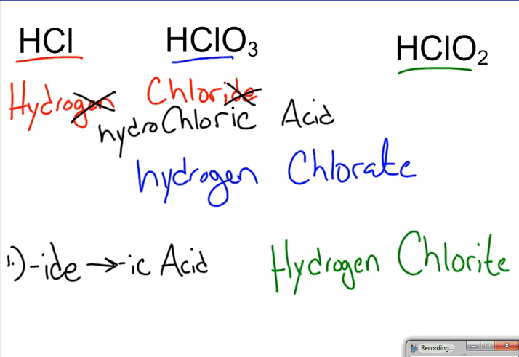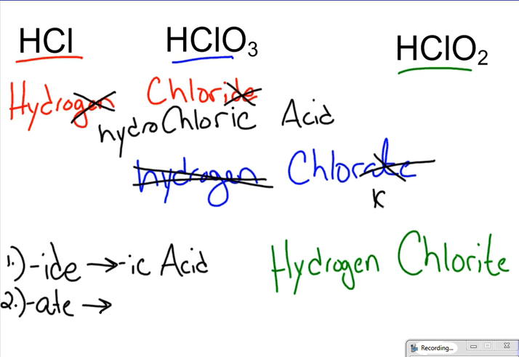All right, next case is if the name of the ionic compound ends in ate. So case 2, if it ends in ate, you drop hydrogen completely. And all you do is change ate to ic and add the word acid. So I remember this as I ate icky acid. So this is chloric acid.